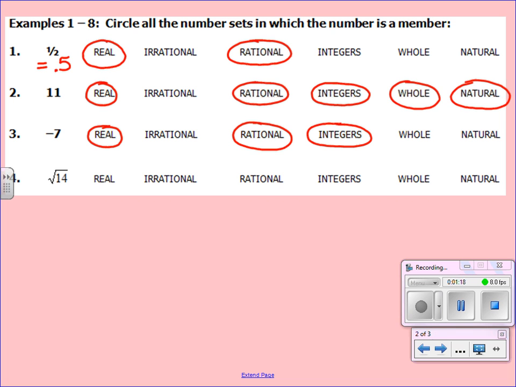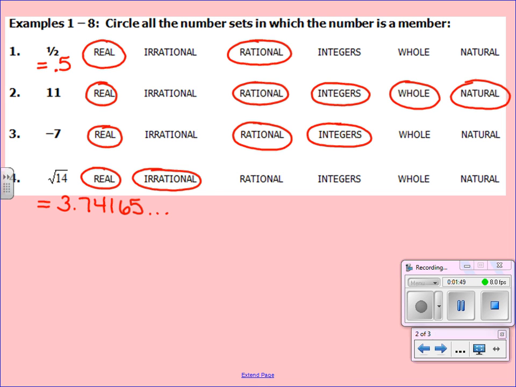Square root of 14 is a real number. And if you type it in your calculator, you can figure out if it's rational or irrational. In fact, if you type in square root of 14, you get 3.74165, and then the decimals continue from there. But you can see that there's no pattern, and they don't appear to stop. So that makes square root of 14 an irrational number. Once it's irrational, it cannot be any of the others. If you look back at your chart, there's nothing below the irrational box.